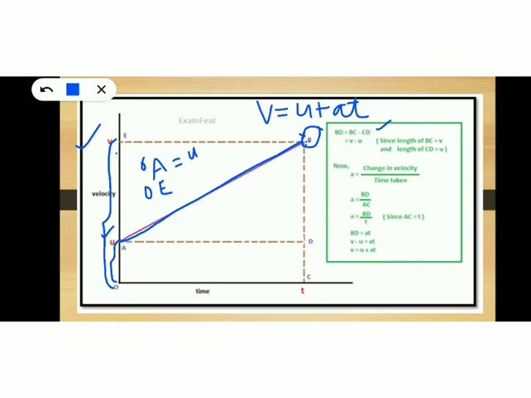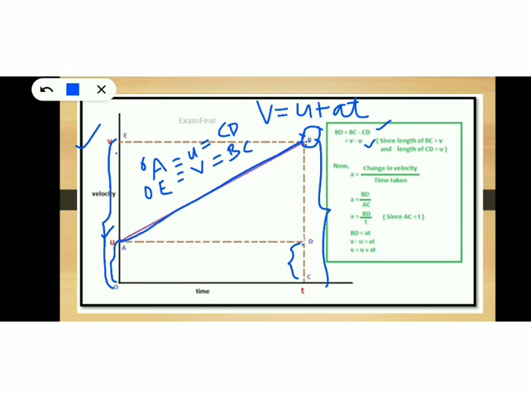And what is this BC? This is BC, and BC is equivalent to OE, isn't it? And OE is equal to V. So BC is V. Then consider CD. What is CD? This is CD, and CD is equivalent to OA. And OA is U. So CD is equal to U. So BC minus CD can be written as V minus U.